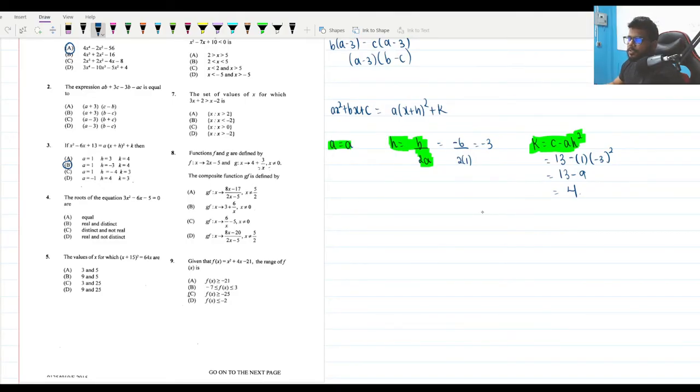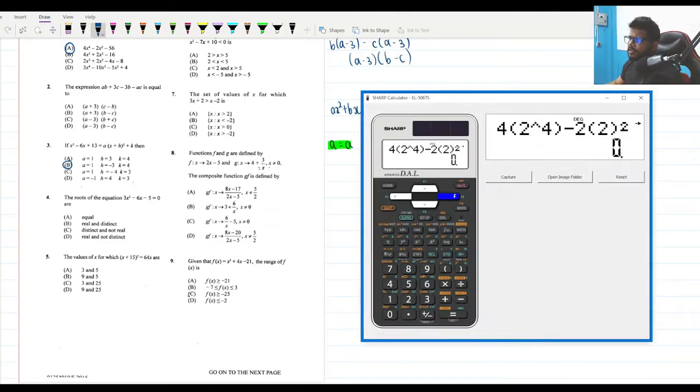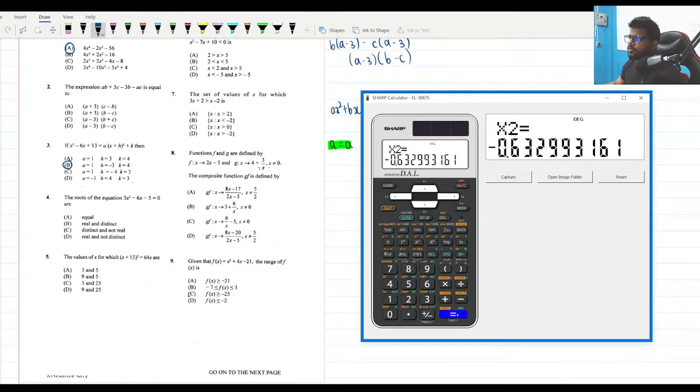The roots of the equation are, you have a calculator, go ahead and solve it. Mode 2, 3, minus 6, minus 5. Real root, real and distinct. Remember, if it's the xy on top here, then it's an imaginary root.